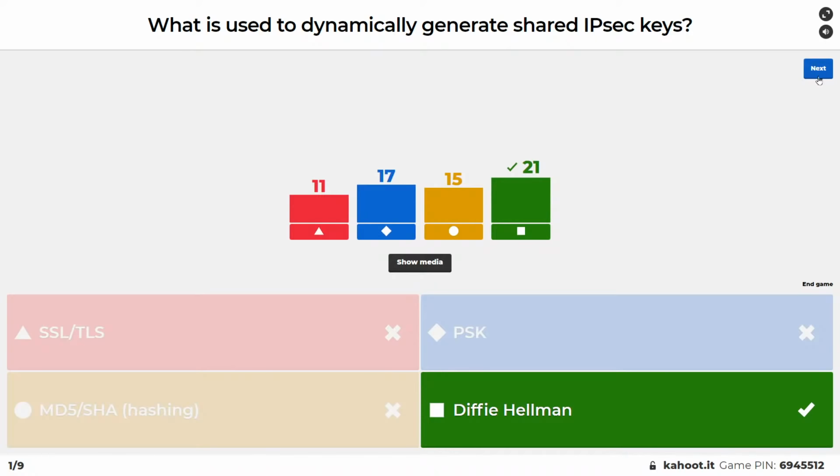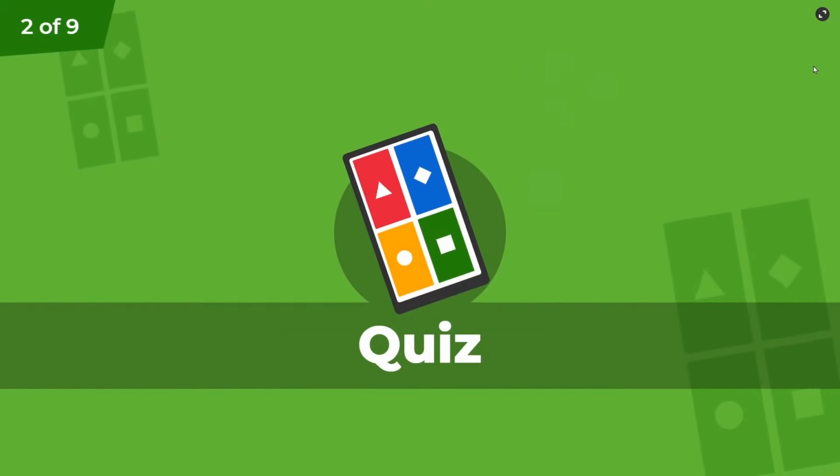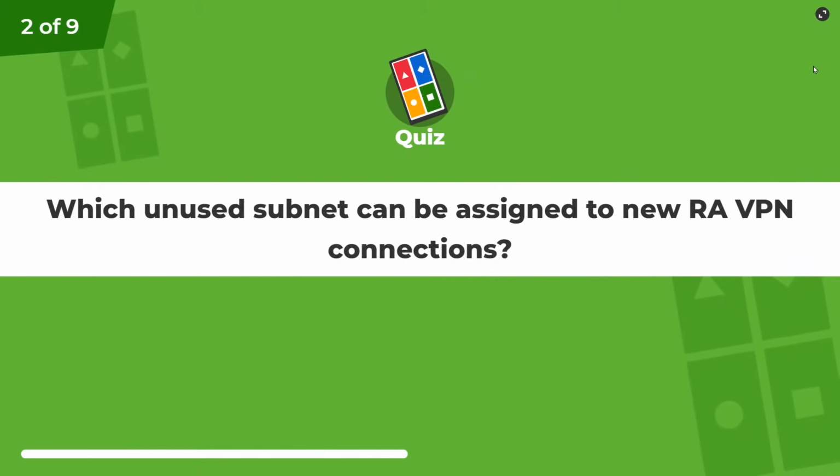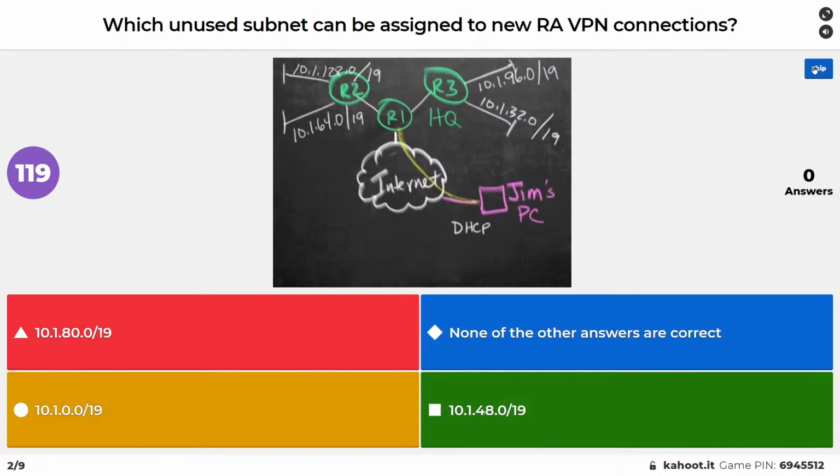Here's the next question. It is simply this, question 2 of 9, worth double points. Which unused subnet can be assigned to a new remote access VPN connections? So let me give you a little heads up on this. With remote access VPNs, one option is we can dynamically hand out IP addresses to clients when they connect. So when they connect, it's like they have their own IP address on our internal networks.